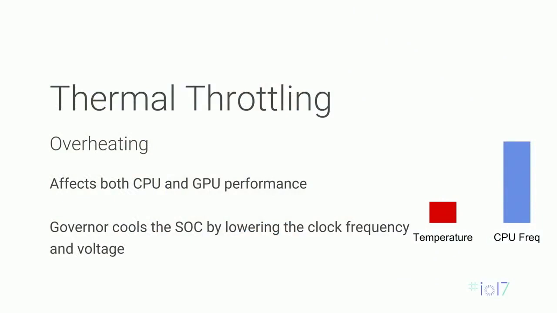Overheating is a common issue with mobile devices. As the temperature goes up, the system has a governor that makes the frequency and voltage go down. This is called thermal throttling. As the SoC cools, the frequency and the voltage go back up again. But then this leads to unstable frame rates.